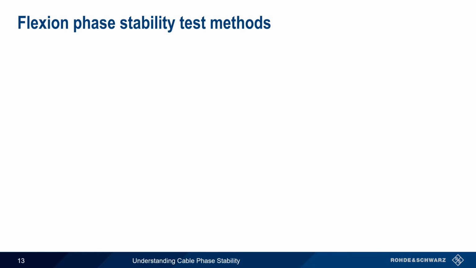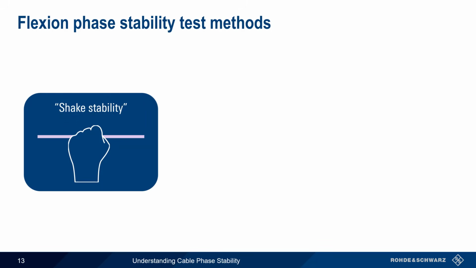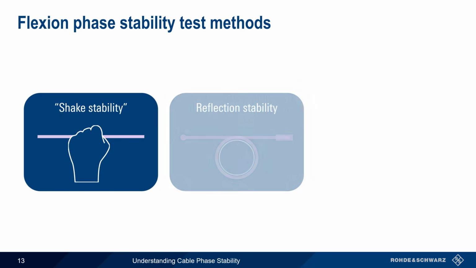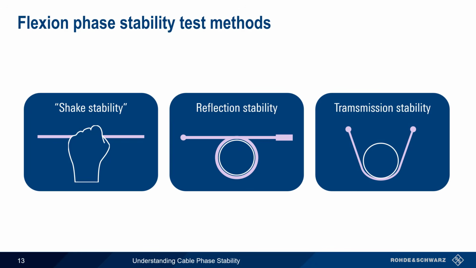There are 3 general methods for testing phase stability under flexion using a VNA. These are so-called shake stability, reflection-based measurements, and transmission-based measurements. We'll start by taking a brief look at shake stability.